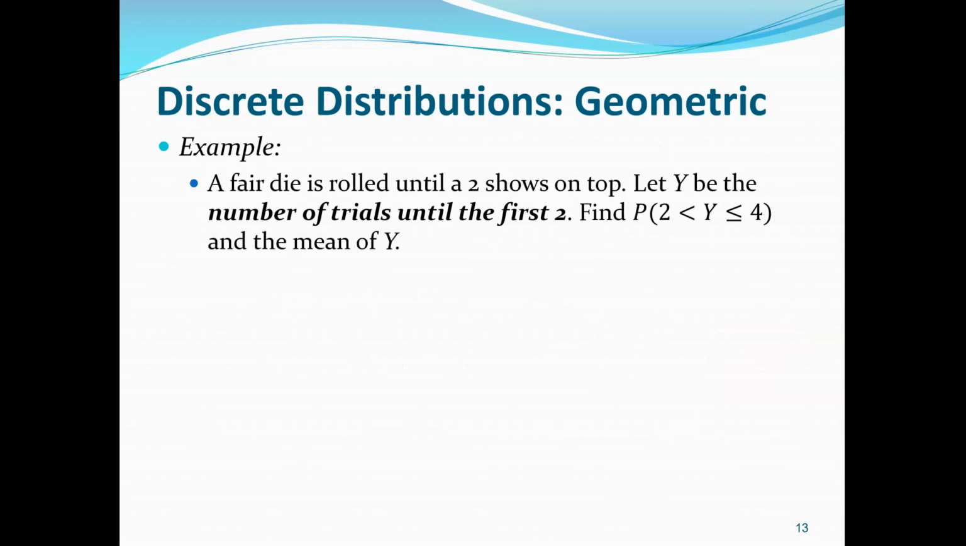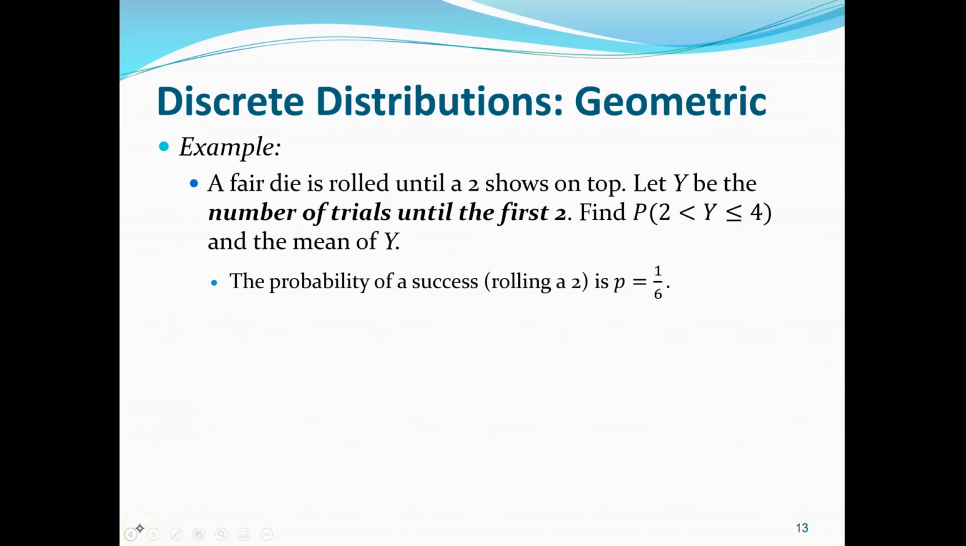So let's look at an example here. A fair die is rolled until a 2 shows on top. Let Y be the number of trials until the first 2. So in this case, getting a success would be getting a 2. A failure is not getting a 2. They want us to find the probability that Y is between 2 and 4, including 4 but not including 2, and they want us to find the mean of Y.